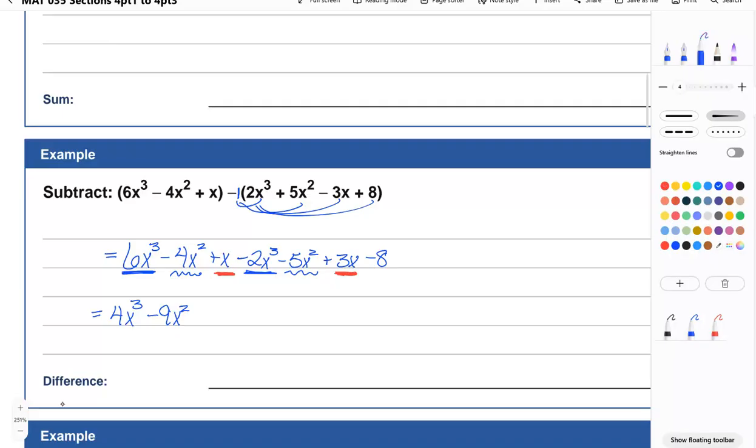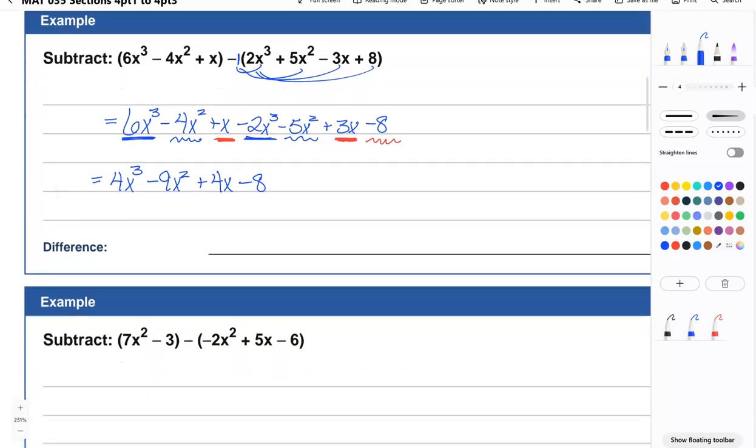And then I'm going to use different colors for the x's. So I have a positive x plus 3x, which is a 4x. And then we have just that minus 8 on the end. There's no other just plain number in here. So I'm just going to have a minus 8. So if I subtract 6x cubed minus 4x squared plus x minus 2x cubed plus 5x squared minus 3x plus 8, that's going to give me 4x cubed minus 9x squared plus x minus 8.